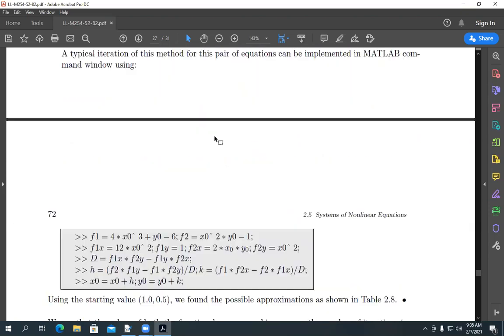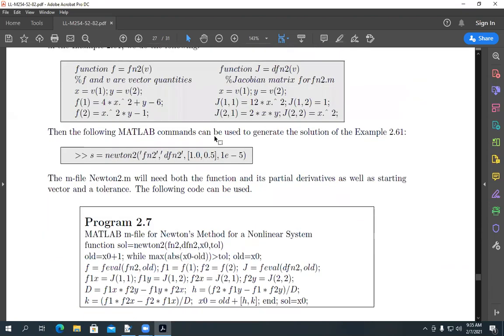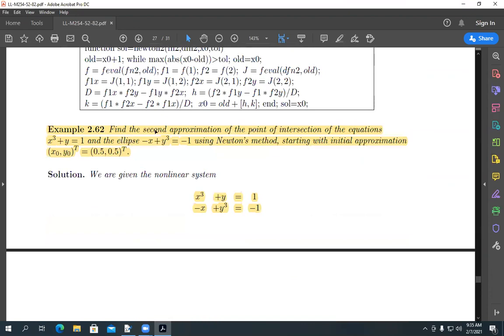Let's take one more example. Same thing. I say find the second approximation of the point of intersection of the equations, this and this. And your equations are, of course, nonlinear. So this is the same thing. You are given the nonlinear equations x cubed plus y equals 1, and minus x plus y equals minus 1, and initial approximation given 0.5 and 0.5.